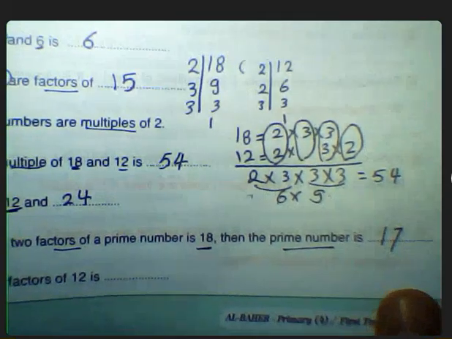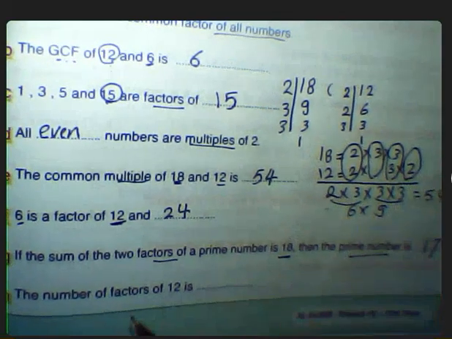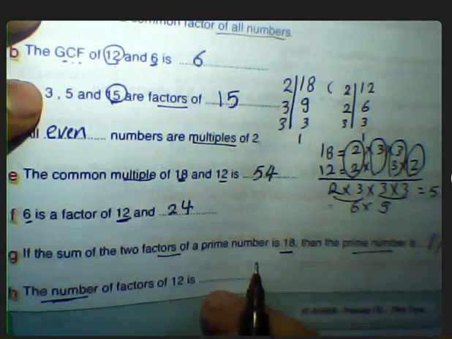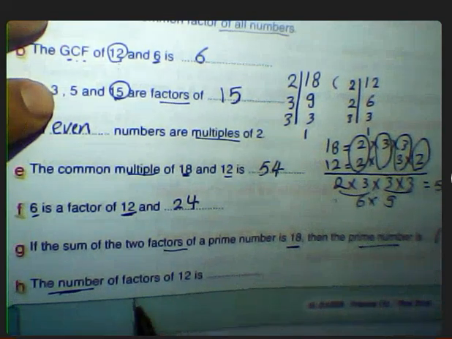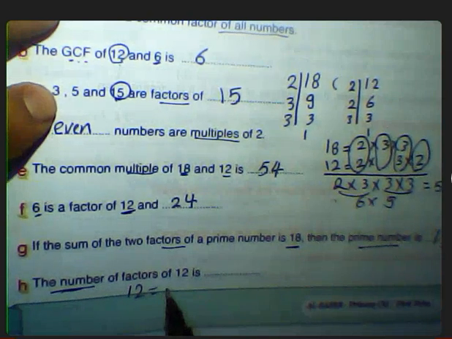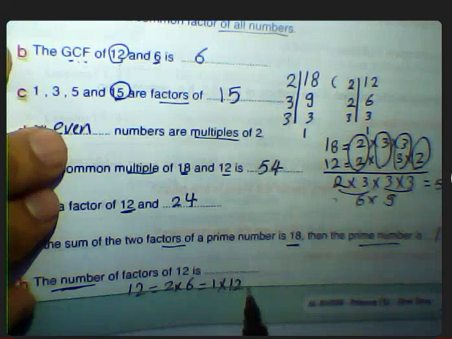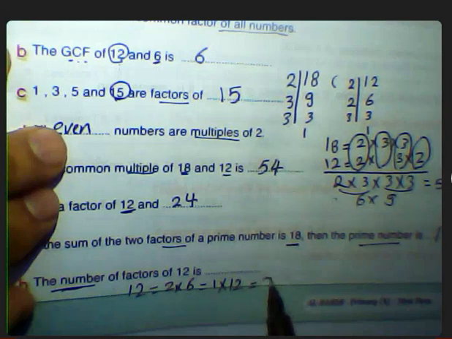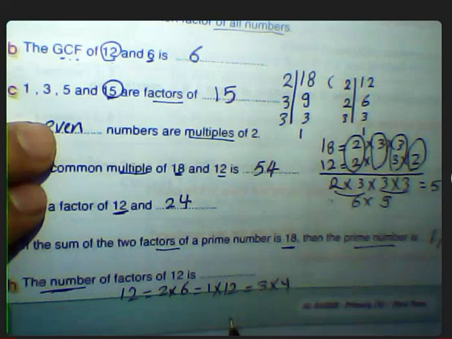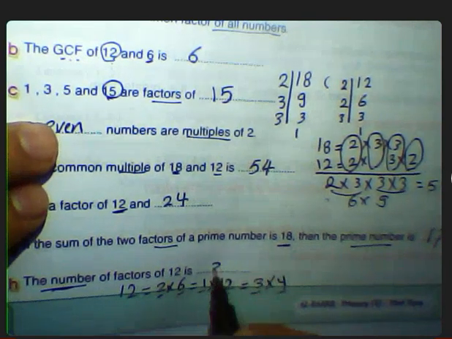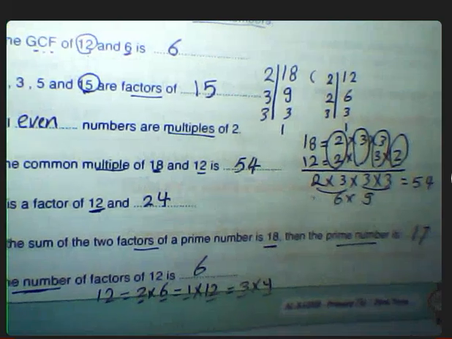The number of factors of 12 equals. You want to find the number of factors. You can write 12 equals 2 multiplied by 6 and 1 multiplied by 12 and 3 multiplied by 4. We have here 1, 2, 3, 4, 5, 6. So the number of factors of 12 is 6.